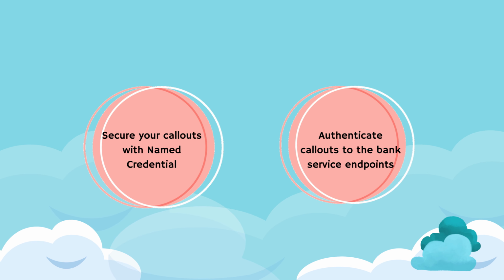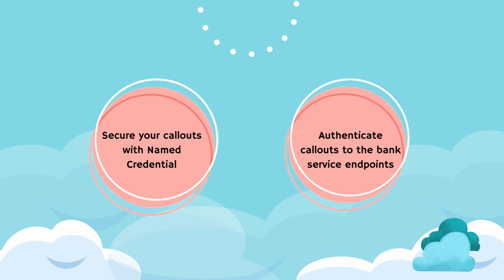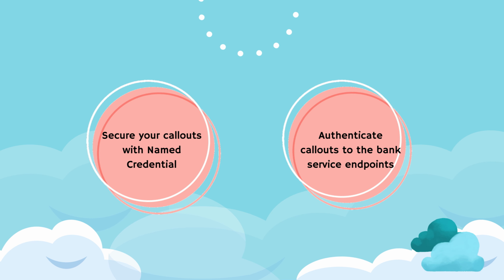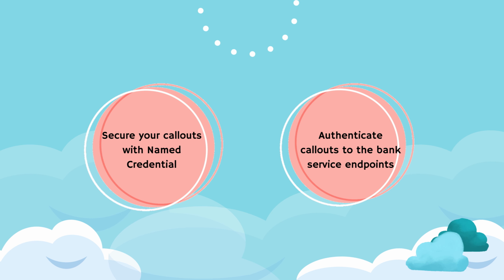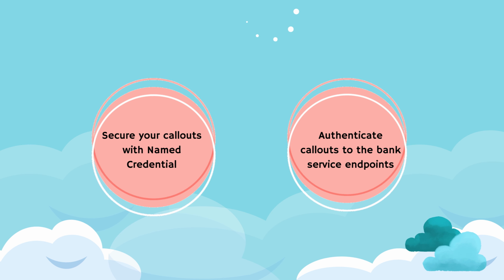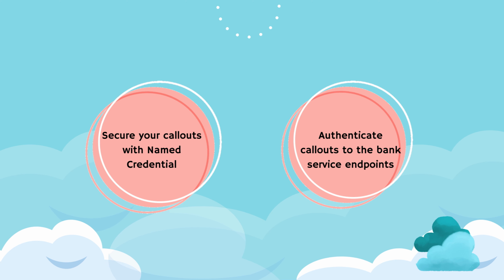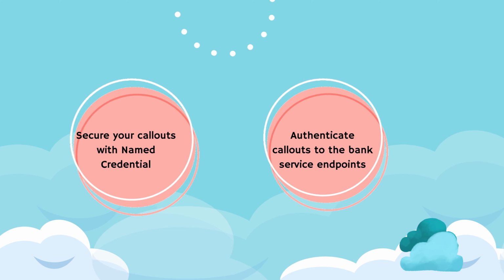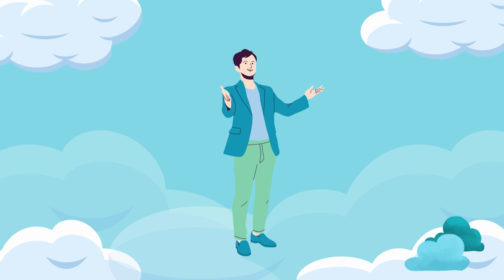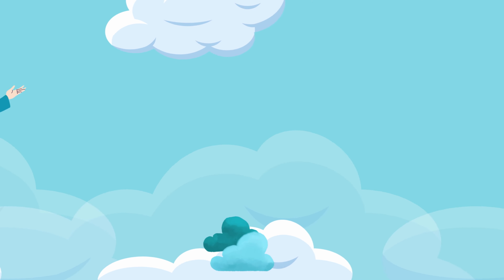Security is paramount in our Salesforce adventure. In addition to a valid schema, we'll use named credentials to authenticate callouts to the bank service endpoints. The elements, including the URL and authentication parameters, are typically provided by the external web service provider. In the External Services module, we learned about valid API specs. Now we're adding security with named credentials. These credentials authenticate our callouts, ensuring a secure interaction between Salesforce and the external web service. Let's see how it's done.